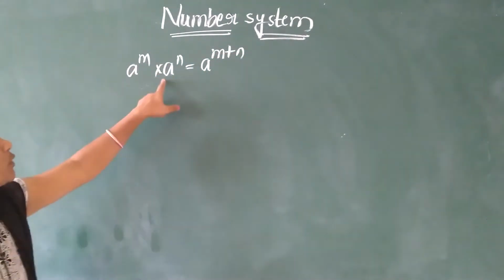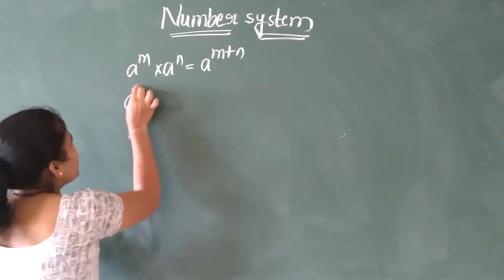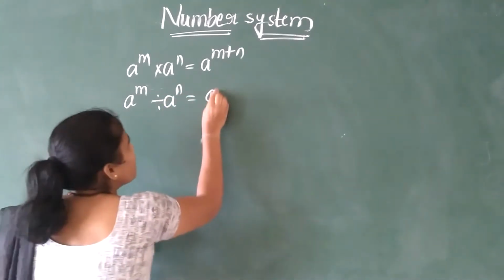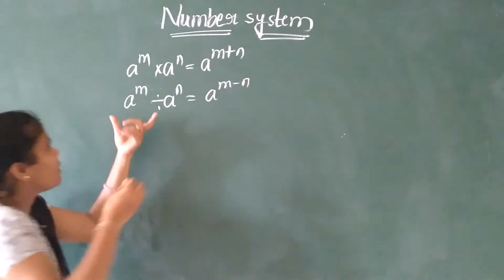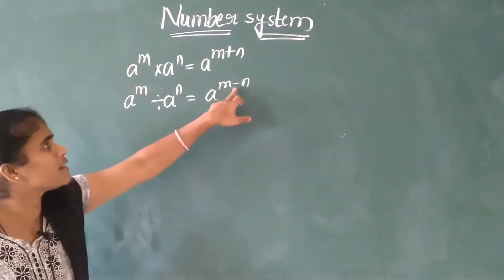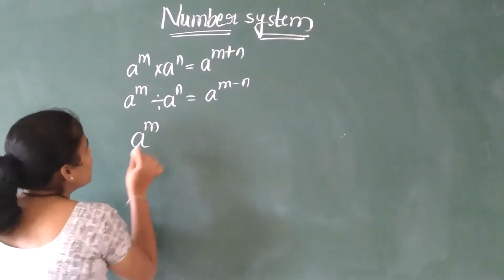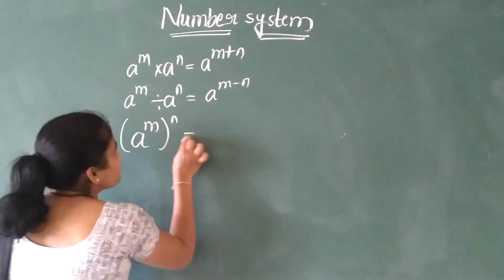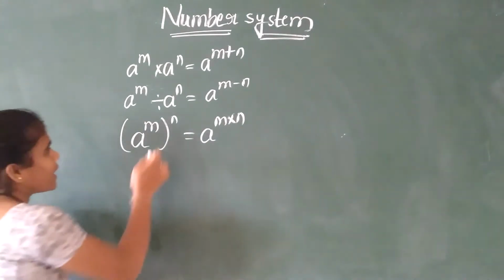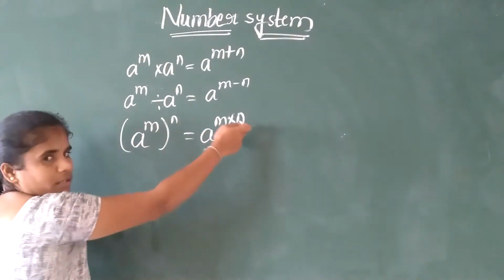A to the power m into a to the power n is equal to a to the power m plus n, and a to the power m divided by a to the power n is equal to a to the power m minus n. Here bases are same but the powers are different, so a to the power m minus n you will get. Next, a to the power m whole to the power n is equal to a to the power m into n. Bracket is nothing but into here. So a to the power m into n you will get.